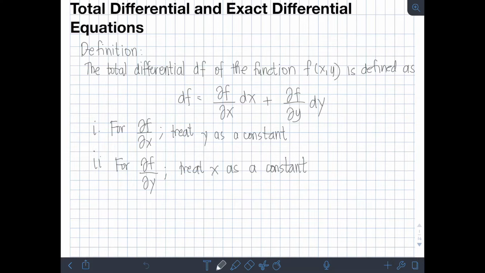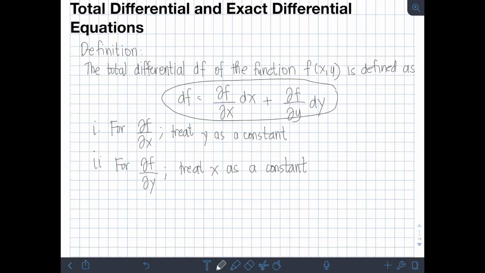Okay, so definition. Ano ba yung total differential? The total differential df of the function f of x, y is defined as the differential df is equal to partial derivative of f with respect to x times dx plus partial derivative of f with respect to y dy. Okay, so ito yung formula para mahanap natin yung total differential given yung function of x, y.